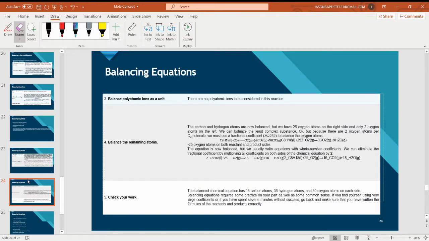So, there are also no polyatomic ions in this equation. So we move on to step 4. Balance the remaining atoms. Now, the carbon and hydrogen atoms are balanced, but we need 25 atoms of oxygen on the right side and only 2 oxygen atoms on the left side. So we need to balance that, right? But because there are 2 oxygen atoms per oxygen molecule, we must use a fractional coefficient to balance the atoms.